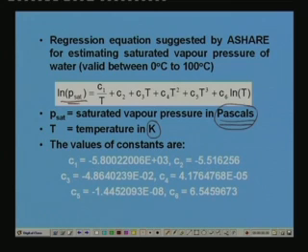So, this correlation is valid for these units, that means pressure in pascals, temperature in Kelvin, of course, because you have to use these constant values. These constant values are valid for these units. And the values of constants C1 to C6 are given here. If you substitute these values, then Psat is a function of temperature only. So, if you know the temperature, you can calculate the saturation pressure of water vapor, and as I said, this is valid for 0 degrees to 100 degrees centigrade.